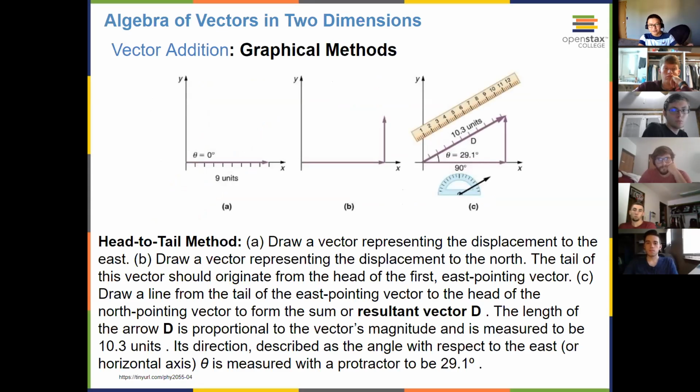The algebra of vectors in 2 dimensions is called the head-to-tail method, or graphical method. Basically, you move the second vector parallel to where its tail is at the head of the first vector. Then the resultant vector will point from the tail of the first vector to the head of the second vector. That's how you do vector addition graphically.